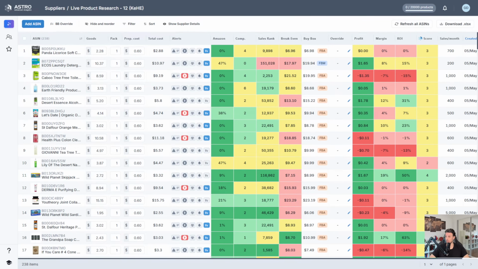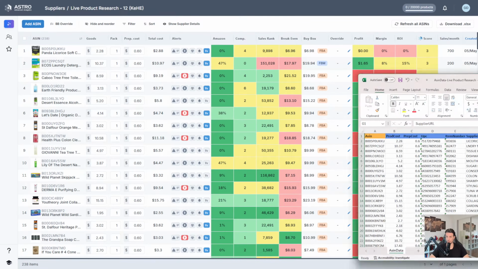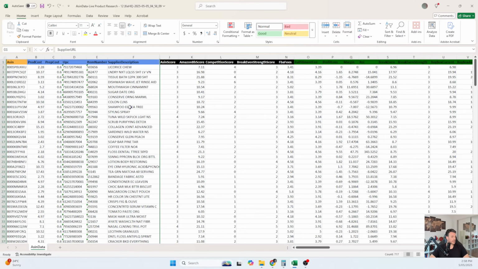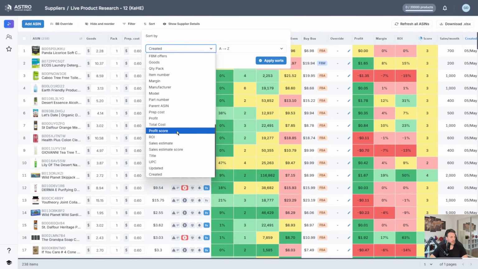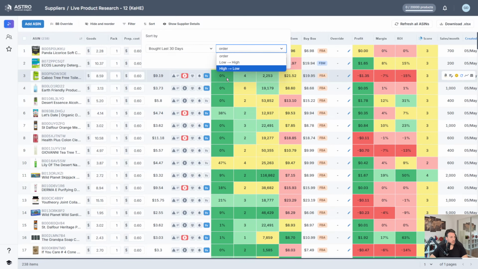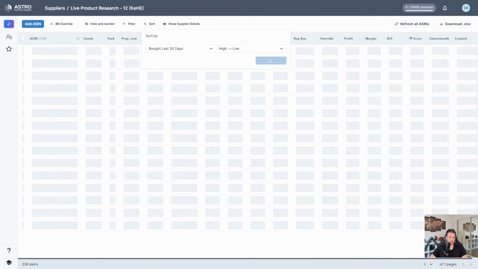So here's our list. So this is our list now. We have the ASIN, we have the product cost, we have all the information, our supplier's details are just here, and we have all the other information that we had with the ASIN. Now going back to this for a second, just to have a better view, we can also sort the list by the most sales to the least sales. So let's say bought in the last 30 days, high to low, just to have a bit of an understanding where we're at.